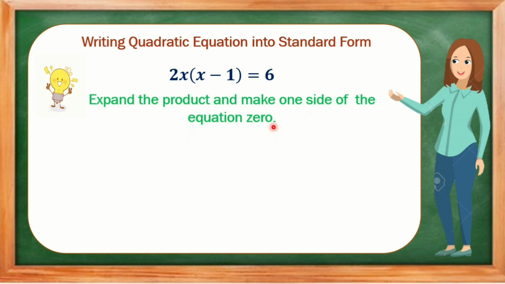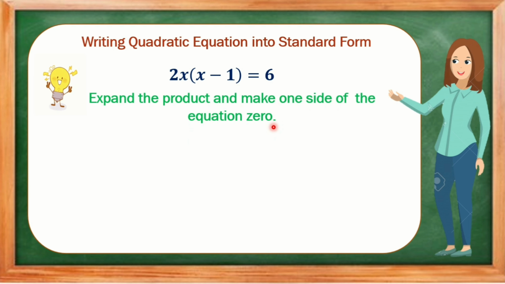Okay, so in this equation, we have to expand the product and make one side of the equation 0. Okay, so paano yun? So, kailangan natin i-distribute yung 2x dito sa mga nasa loob ng parentheses. So, katulad nito. Okay, so 2x times x is equals to 2x squared. Then 2x times negative 1 is equals to negative 2x. And then bring down 6.